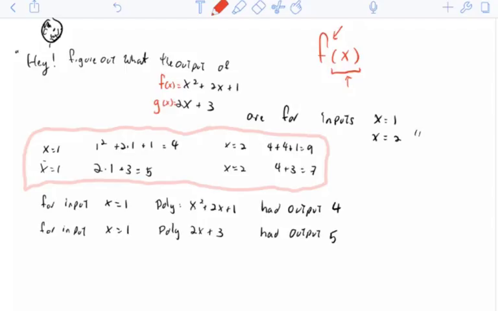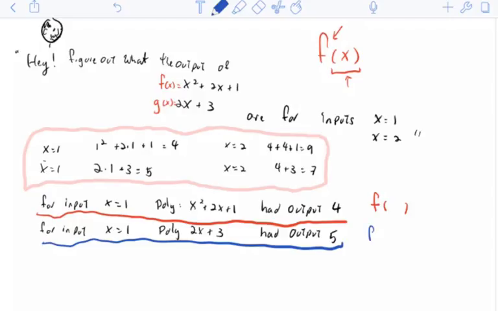So instead of this statement, we can just say, hey boss, we're talking about polynomial f of x. Instead of this statement, we can now say, hey boss, we're talking about the polynomial g of x. To specify that the input is x is equal to 1, I'm going to replace the x in the name with the number 1. The thing inside the parentheses, that's the input.